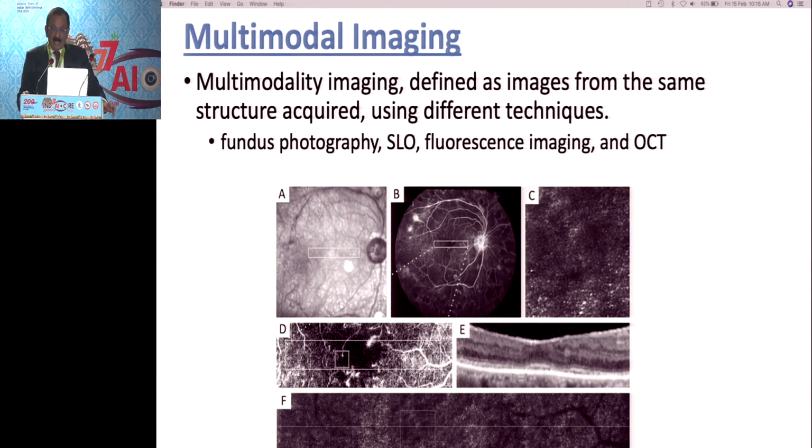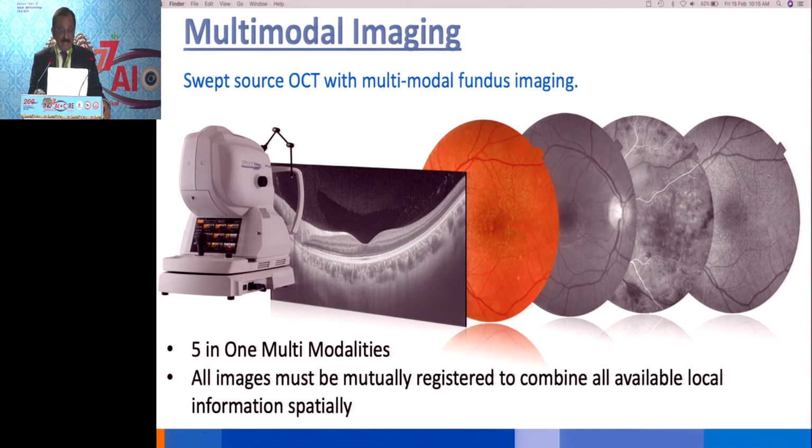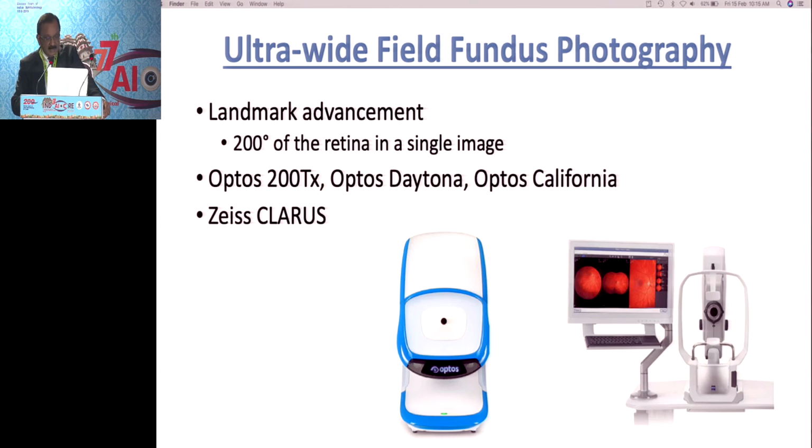Then came multimodal imaging. Of course, it is there, using the different techniques, to arrive at a diagnosis that is more useful in conditions like age-related macular degeneration or PCV. But of course, it is combining these modes. It is important that they are mutually registered to make a meaningful decision or interpretation of these images.